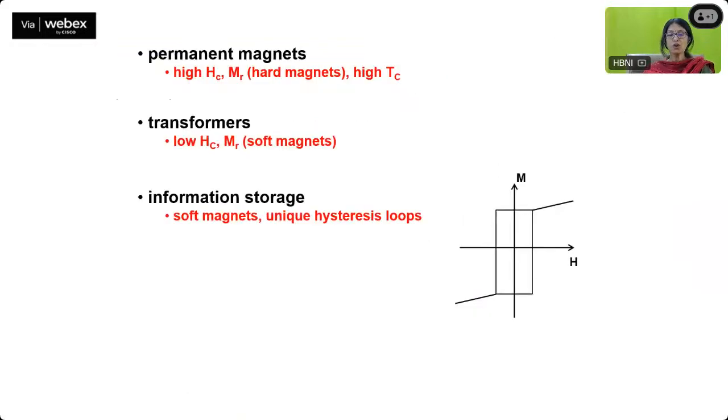And in the case of transformers, what you will find is these are soft magnets. Wherever this Hc value is more, you call it a hard magnet. When this value is very low, you call it a soft magnet. So the Hc value actually determines whether it's a permanent magnet, a hard magnet, or a soft magnet. For information storage, mostly we look into soft magnets, which have very unique hysteresis loops.